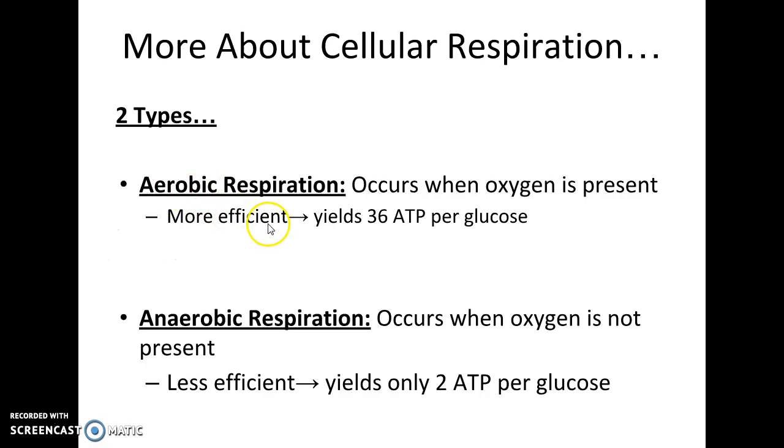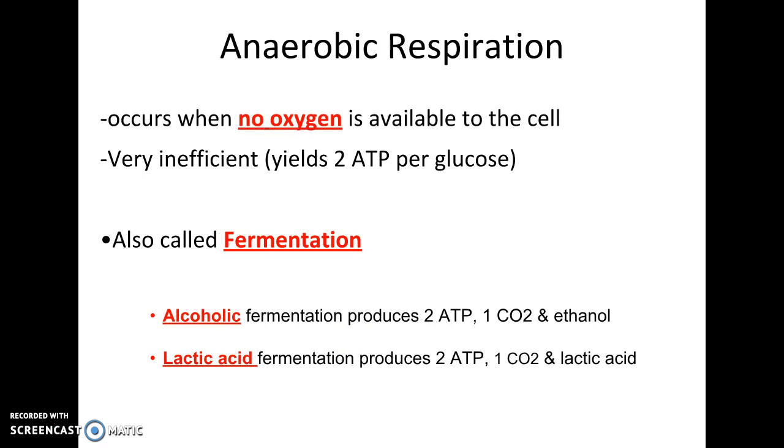So in order to maintain our bodies, we have to carry out aerobic respiration in order to get enough ATP to run our cells. For a short period of time, however, we can carry out anaerobic respiration. Anaerobic respiration will start when there is no oxygen available. It's also called fermentation, but it's very similar to fermentation. Anaerobic respiration and fermentation are very similar, slightly different chemically.